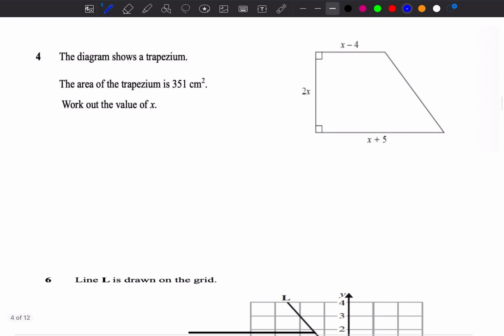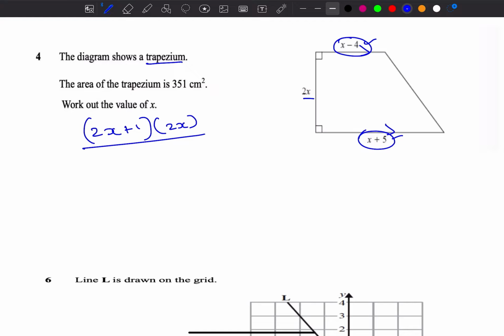Next one. We have a trapezium which has an area of 351. Work out the value of x. How do you work out the area of a trapezium? You should know. You add the parallel sides. These are your parallel sides. If you add them up, it's how many x? 2x, this and this. 2x minus 4 plus 5, if you add it, it's plus 1. Times it by the height. What's the height? 2x. Divided by 2. That's the formula: add the parallel sides, times by the height, divided by 2, equals 351.